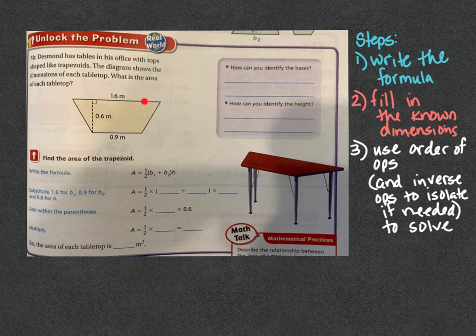So here's our dimensions, base 2, base 1. If I called that base 1 and that one base 2, it's not a problem. You're still going to be okay. And there's my height. Find the area of the trapezoid.